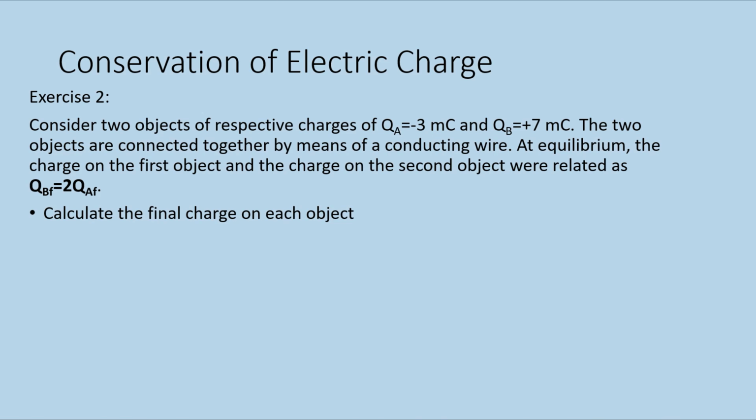Another exercise with a different given. Okay, consider two objects of respective charges QA initial is -3 millicoulombs and QB initial is +7 millicoulombs, and the final charge, the relation between the charges, if we reach equilibrium, the charge on the first object and the charge on the second object were related as QB final is equal to 2QA final. Let's see how we solve this exercise.